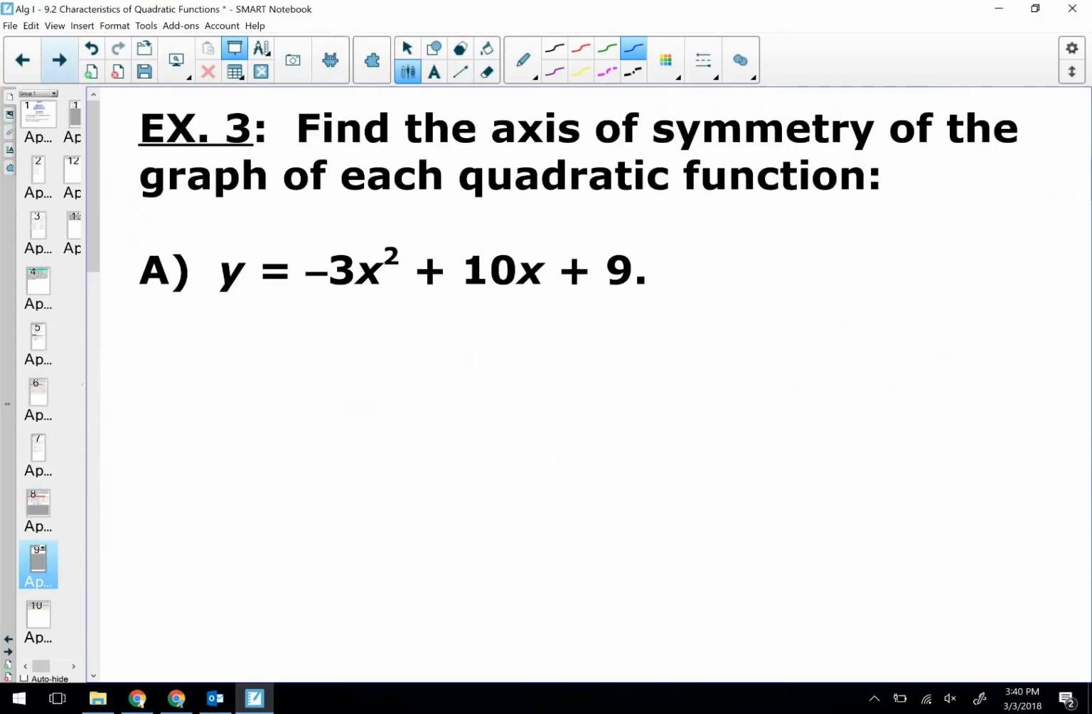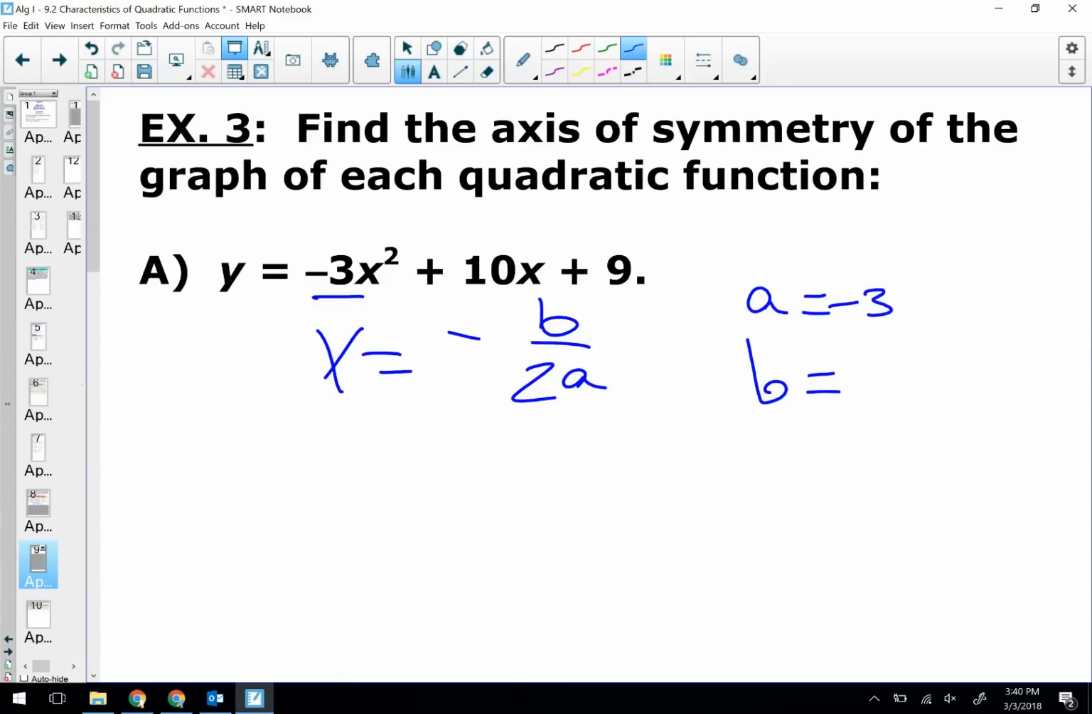Let's take a look at some here. Find the axis of symmetry. Well, that's, again, x equals negative b over 2a. So let's identify what a and b are. Well, a is my first term, negative 3. b is my second term, 10. So that means I've got negative 10 divided by 2 times negative 3.